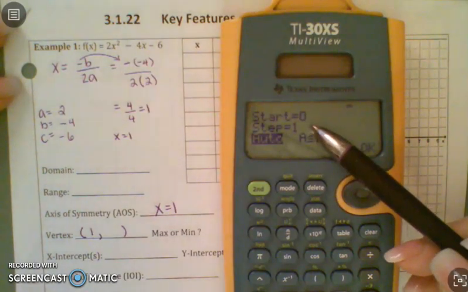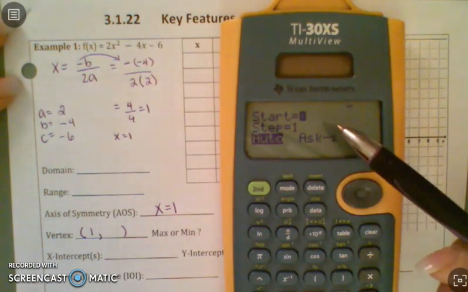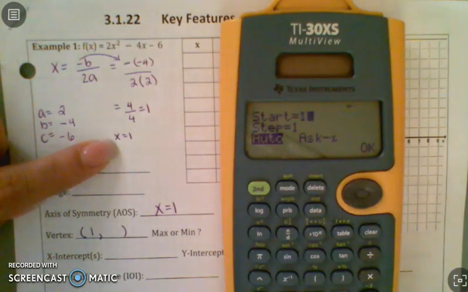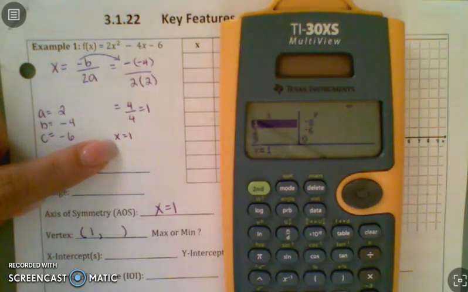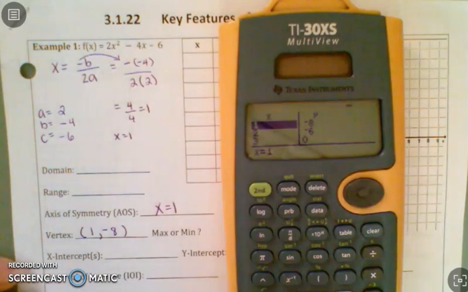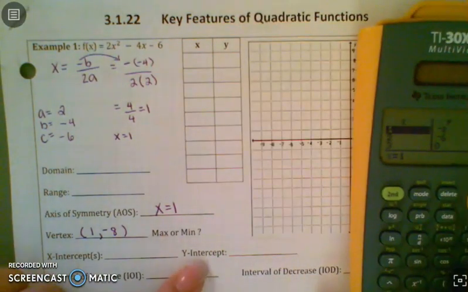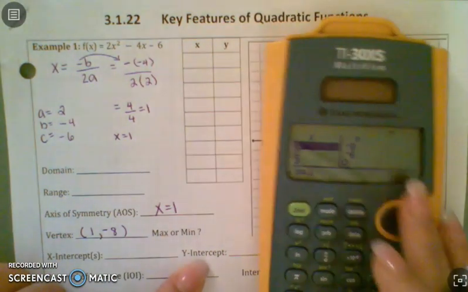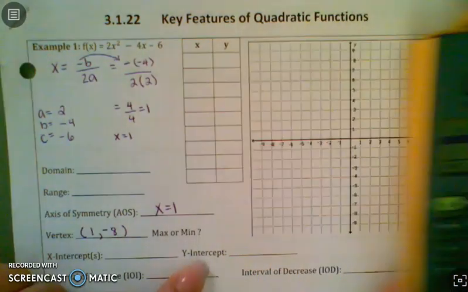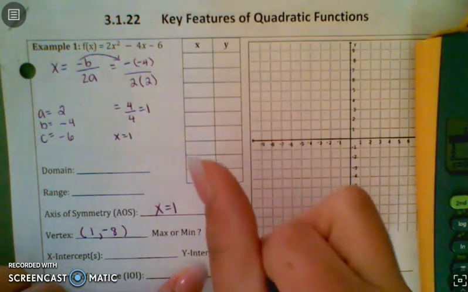You can start on whatever you'd like, but I'm going to start on 1 since we found x was 1. And that's going to tell me my vertex right off the bat. So 1 is negative 8. Okay, we also need to find our y-intercept, so I'm just going to go ahead and do that while I'm in the calculator. And 0 is negative 6. That's my y-intercept.